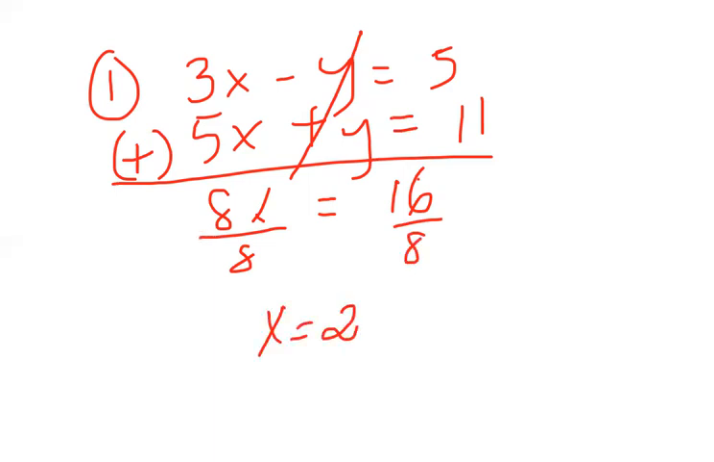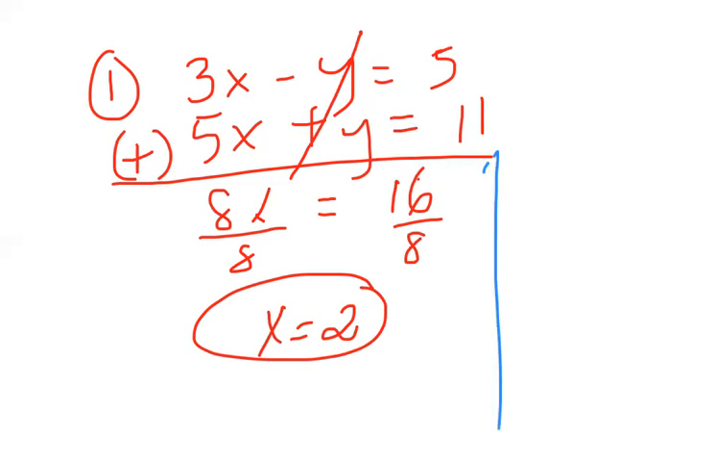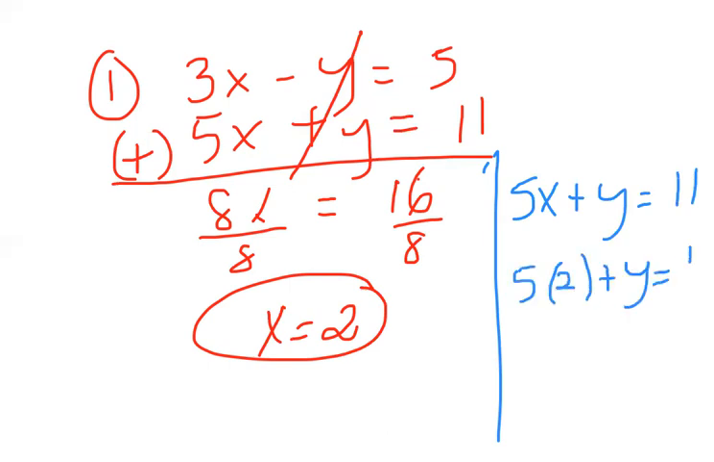Now you're not done. Again, guys, you have a two variable system, so you need to find the value of the other variable. So I am going to go ahead and grab one of the equations. It doesn't matter which one. I am going to grab the second one, 5x plus y equals 11. I'm going to substitute 2 in for x and then work it out and find the value of y.